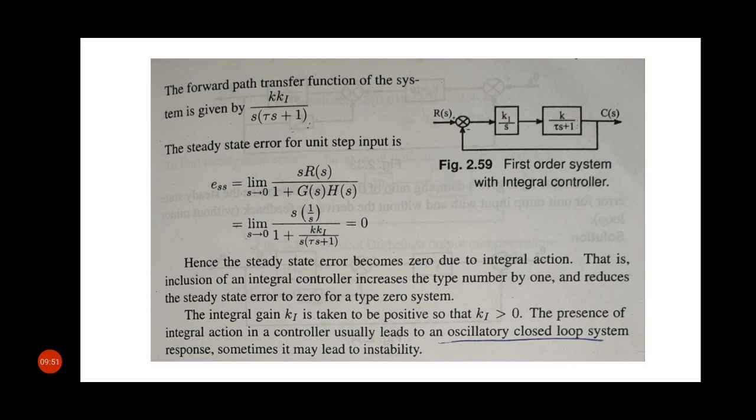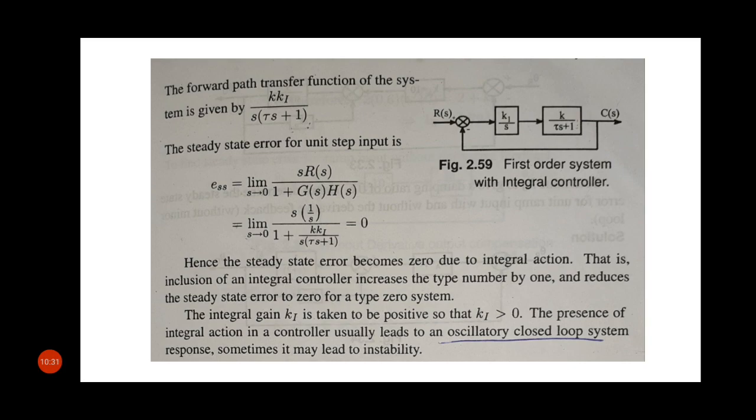Now if we calculate the steady state error for a unit step input, then our steady state error is ESS equal to 0. So the steady state error becomes 0 due to integral action. That is, inclusion of an integral controller increases the type number by 1 and reduces the steady state error to 0 for a type 0 system. The integral gain Ki is taken to be positive, so that Ki is greater than 0.